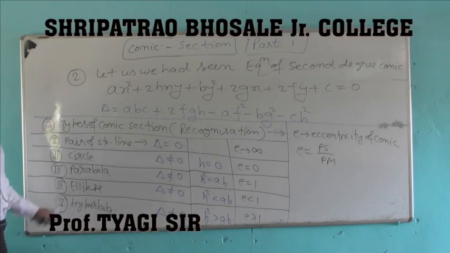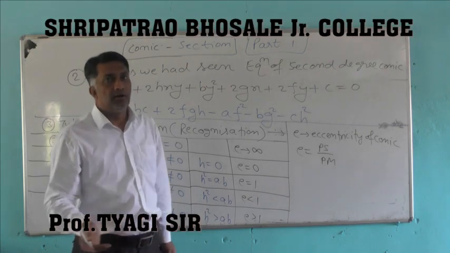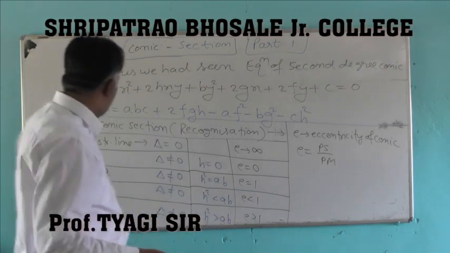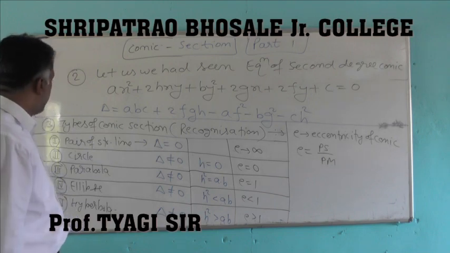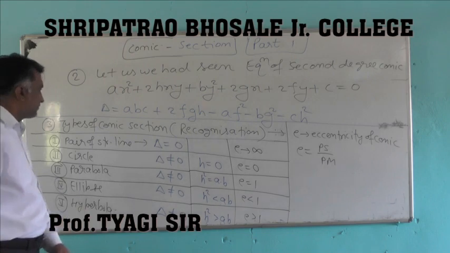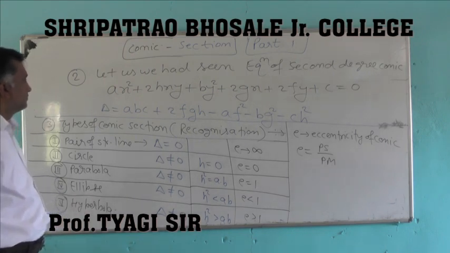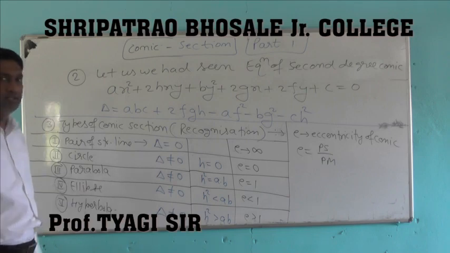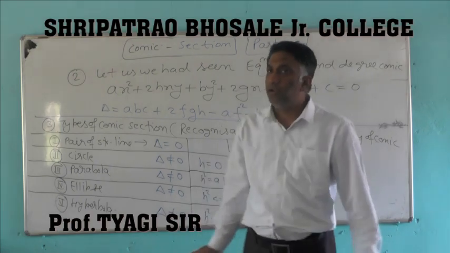Now we have 5 kinds of conic section. The first one is straight line, the second is circle, the third is parabola, the fourth is ellipse, and the fifth is hyperbola. You can see this easily. Now we are coming to the next point.